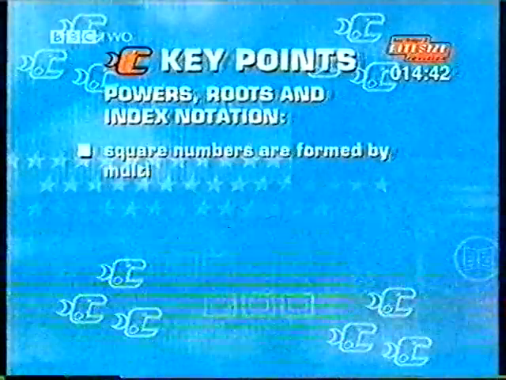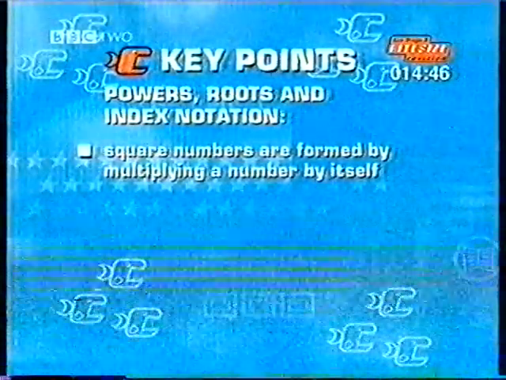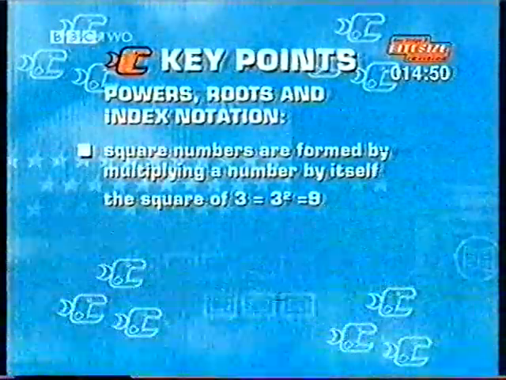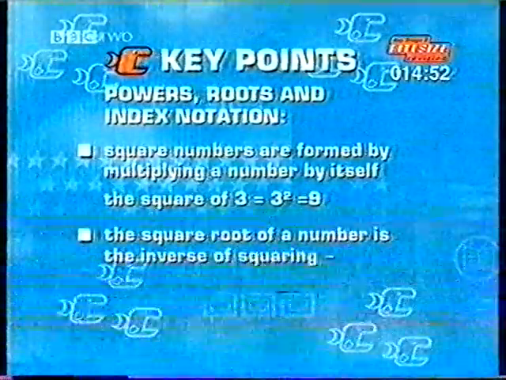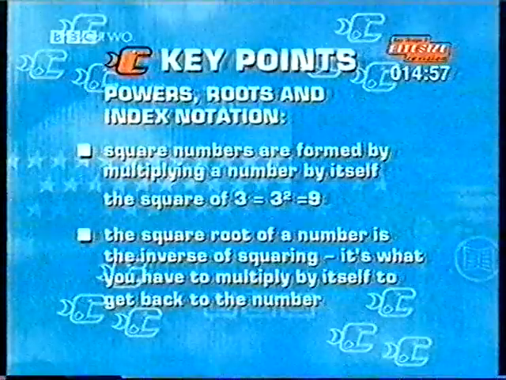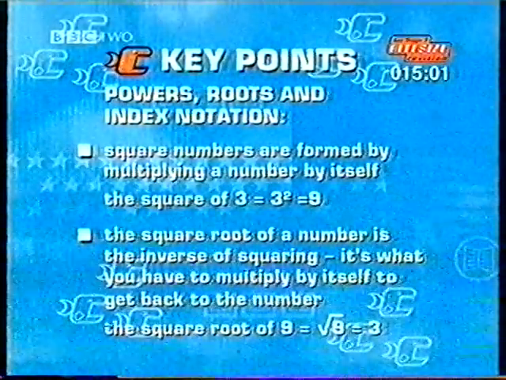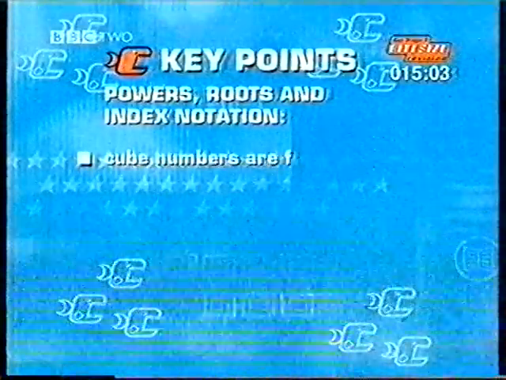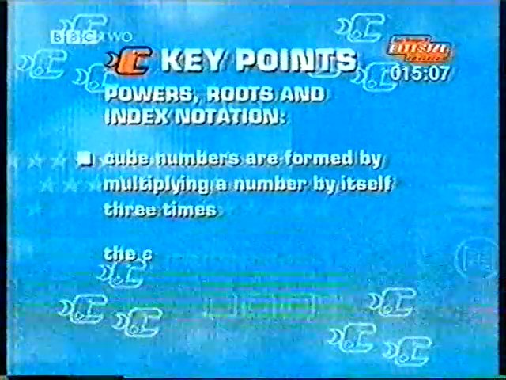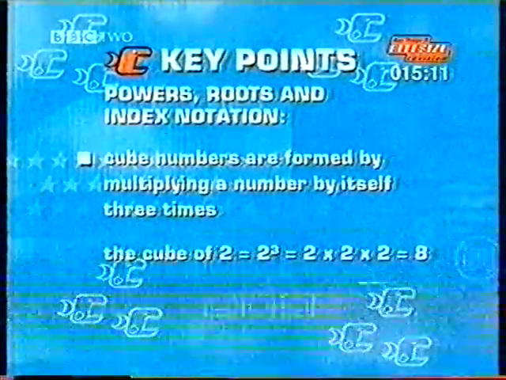Square numbers are formed by multiplying a number by itself. So the square of 3 is 3 multiplied by 3, which is 9. The square root of a number is the inverse of squaring. It's what you have to multiply by itself to give that number. So the square root of 9 is 3. Cube numbers are formed by multiplying a number by itself 3 times. So the cube of 2 is 2 multiplied by 2 multiplied by 2 again, which is 8.